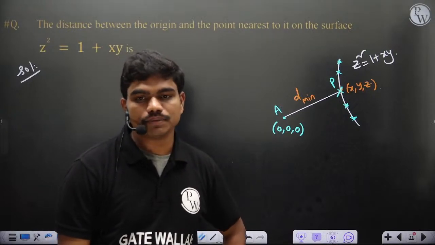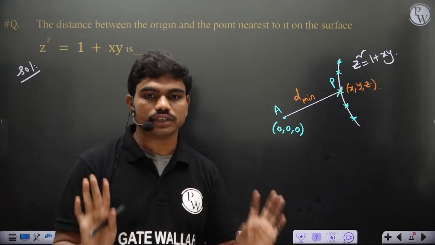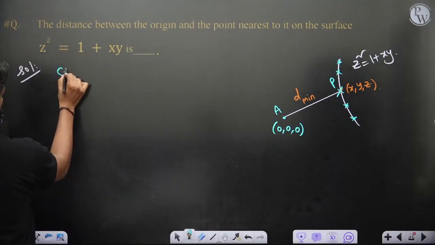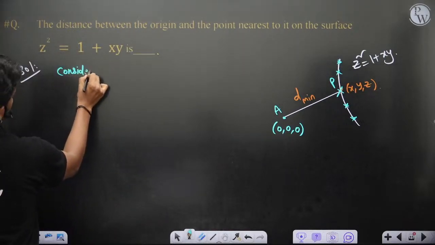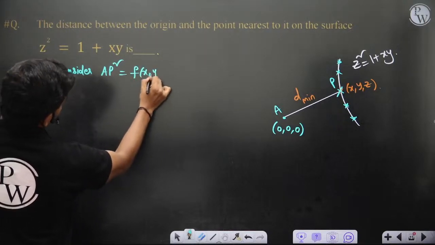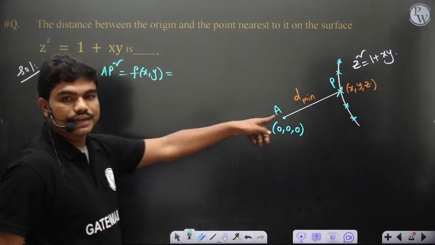Yes or no? Can I say this? Because I just want to eliminate the square root in the calculation, that's all. Nothing big deal about it. So let's consider AP square is equal to f of x comma y. So what is the distance between point A and point B?